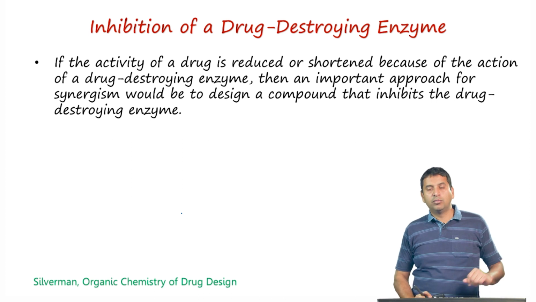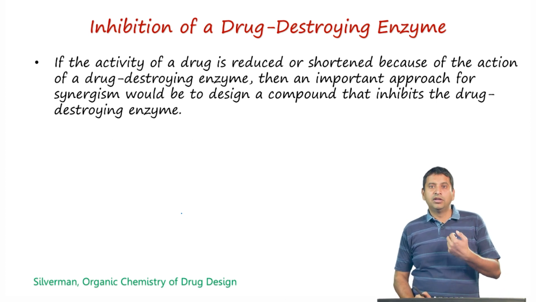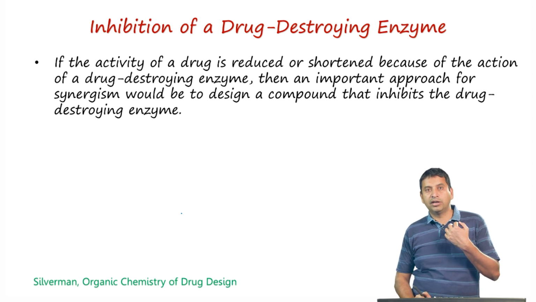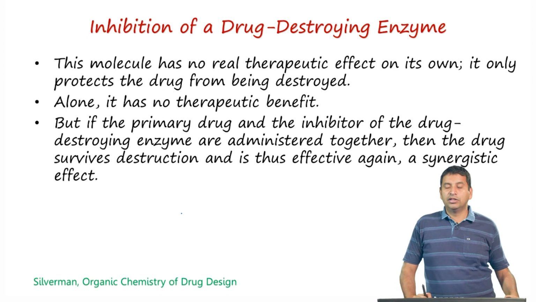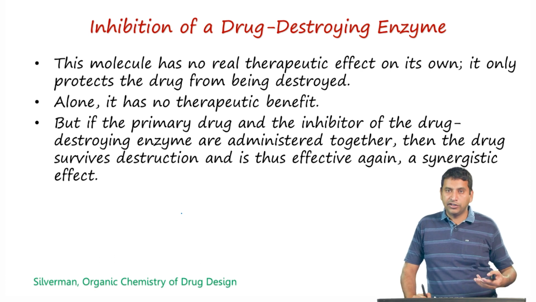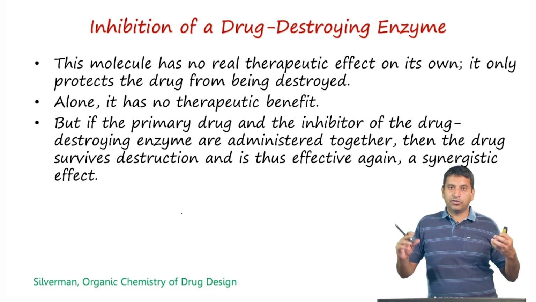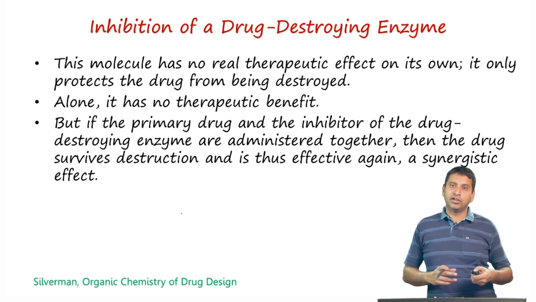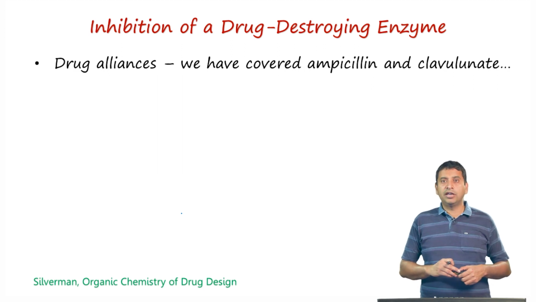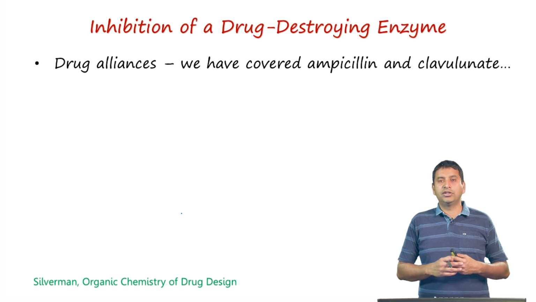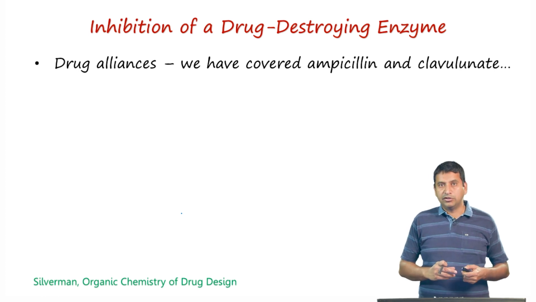So, one can think about a synergy by inhibiting a drug destroying enzyme. We have already looked at this previously. For example, you can have an inhibitor of an enzyme that destroys the drug, and this will result in synergy. This particular molecule may not have any therapeutic effect on its own, but it only protects the drug from being destroyed. So, this is also called sensitizing the pathogen to the drug. If the primary drug and the inhibitor of the drug destroying enzyme are administered together, then together they can have a synergistic effect. We have already seen this previously in the case of ampicillin and clavulanate. They are administered together so that you can protect ampicillin from beta lactamases.